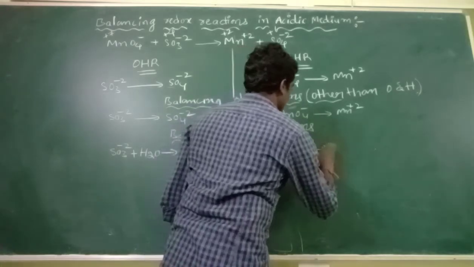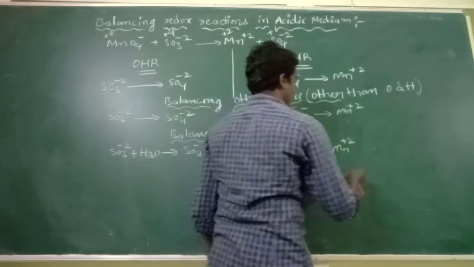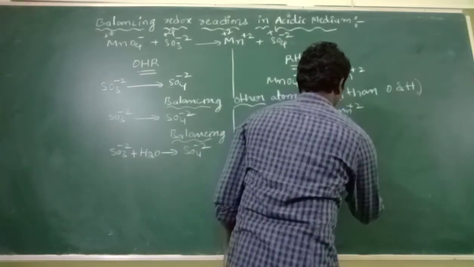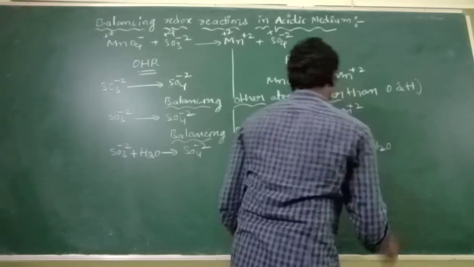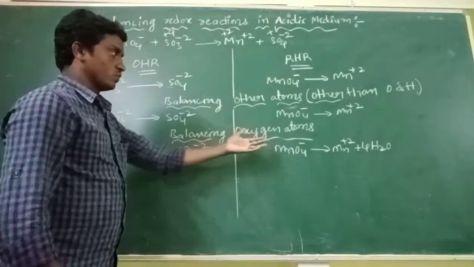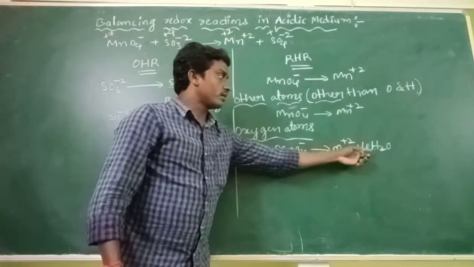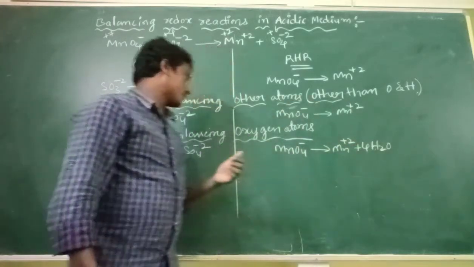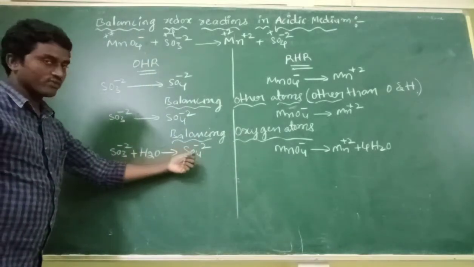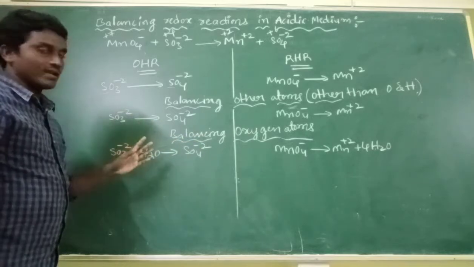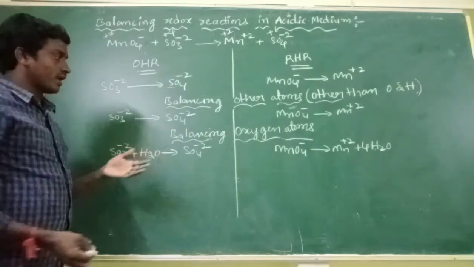MnO4 minus gives Mn plus 2 plus 4H2O. So, oxygen balancing: here 4 oxygens are present, on the right side also 4 oxygens. Here 3 plus 1, 4 oxygens are present. Here 4 oxygens are present. Balancing of oxygens completed.